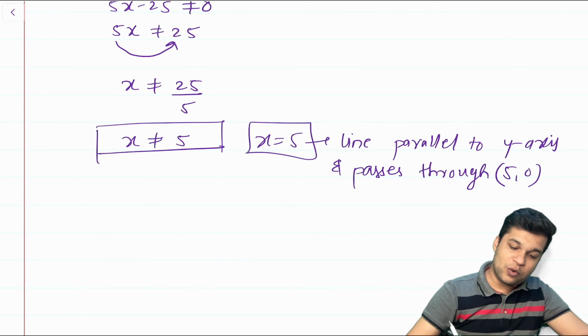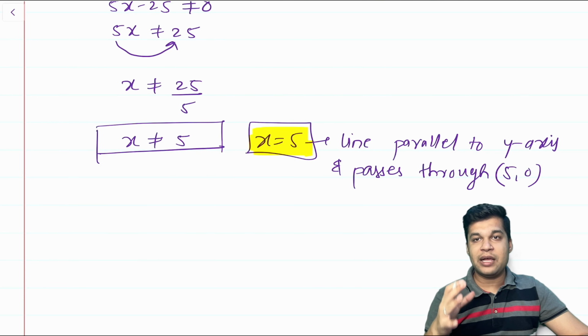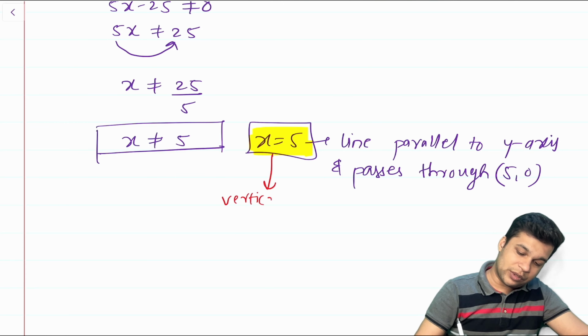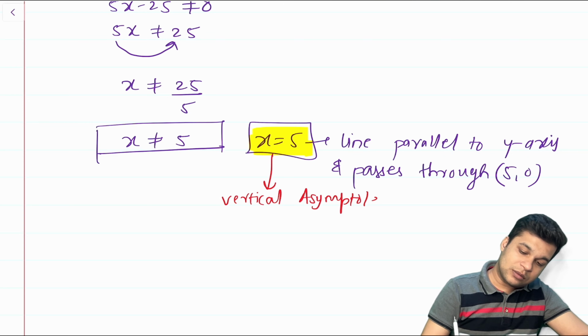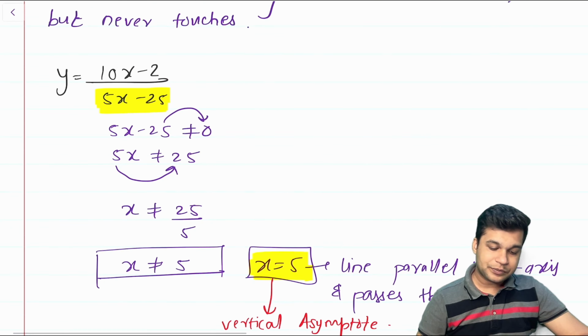So this line over here, x equal to 5, will be a line which we will call a vertical asymptote. Okay, so this thing over here, x equal to 5, is the vertical asymptote. Now we'll graph the function and we'll understand what I mean by this.